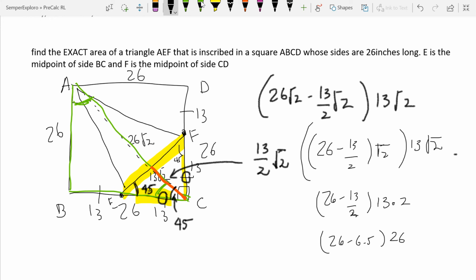Then we found the height of this. Since we know this is 45, this is 45, one of these legs must be 13 root 2 times root 2, and we found that by doing this: the base times root 2 must equal 13. If you rationalize that, it becomes 13 root 2 over 2. Hope this really helps.